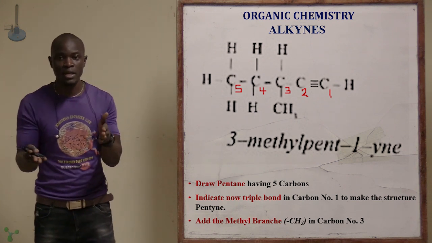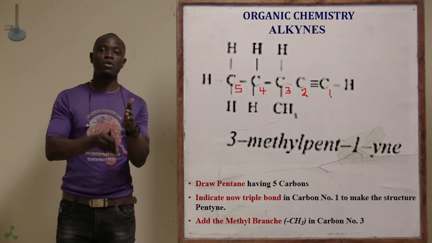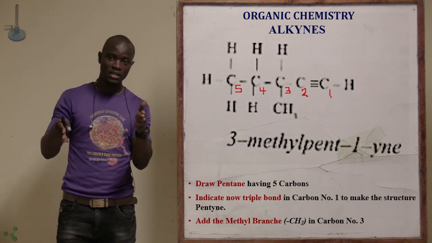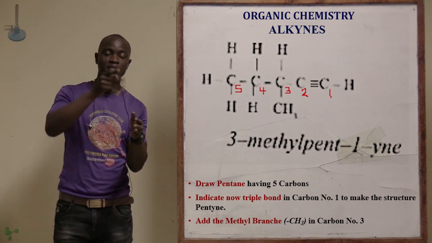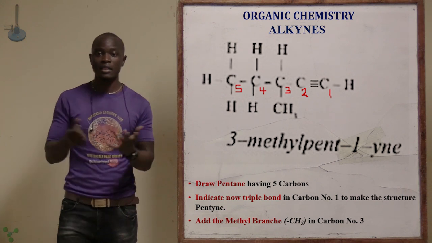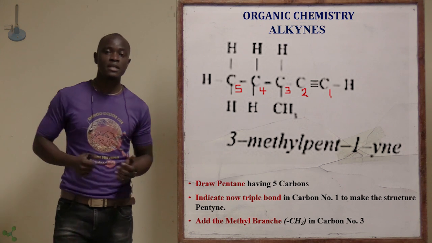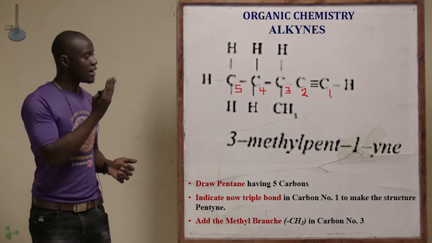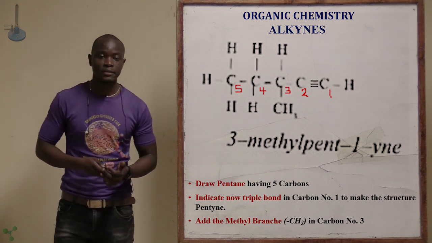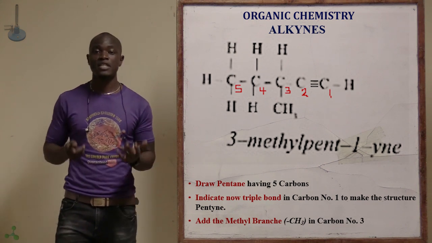Go back to the question. I've been told 3-methyl. So count carbon number three from the side of the triple bond. Count the third carbon, locate it, and draw the methyl branch. And that is 3-methylpent-1-yne, as you can see, as well as all the other examples that we have. It's just as simple as that.